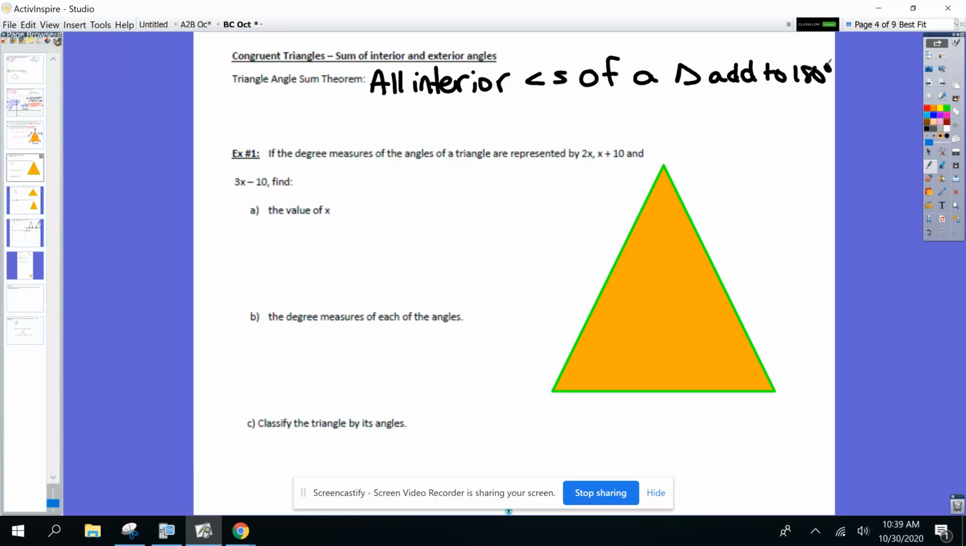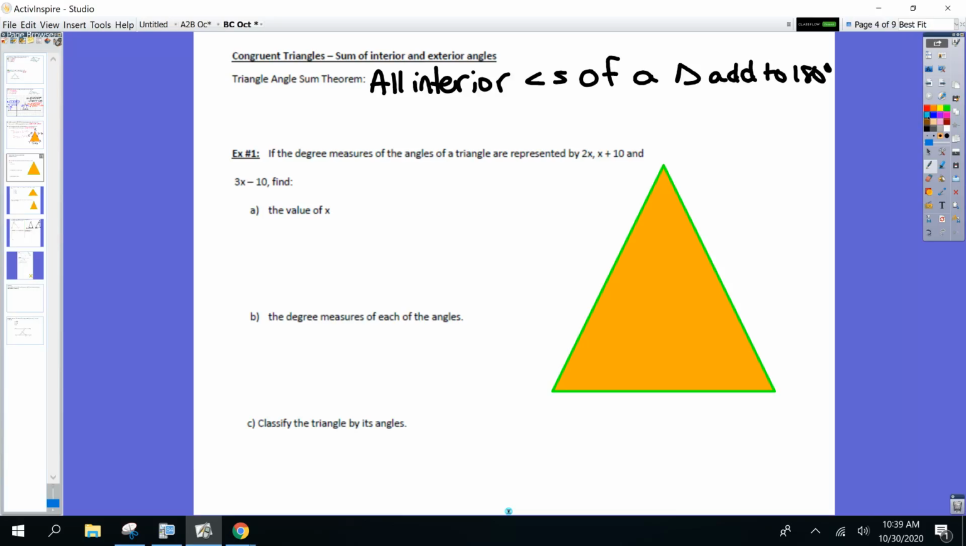All right, we all know that. I just want to put a little name to it now, called the triangle angle sum theorem. All interior angles add up to 180. All right, let's put it to use. Problem number one, we got one triangle, so if you want to, it's up to you, draw yourself a diagram.